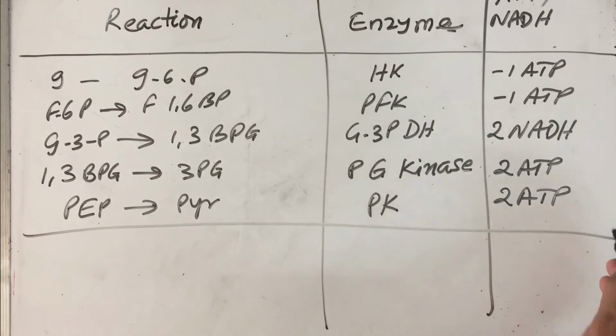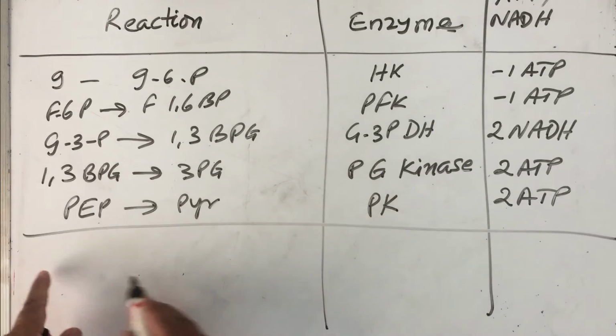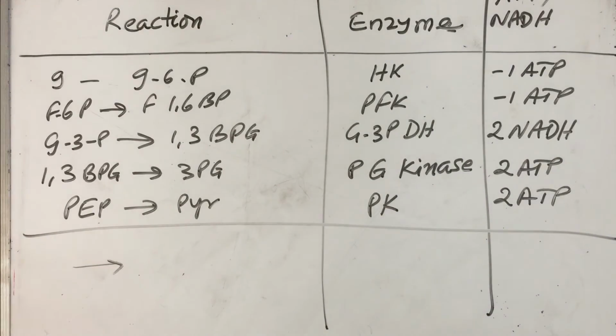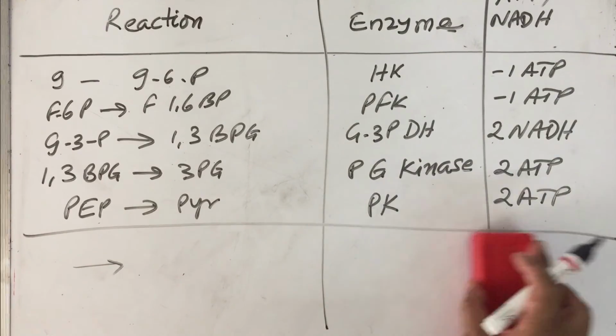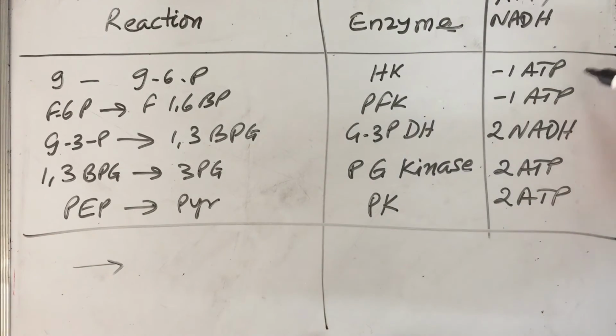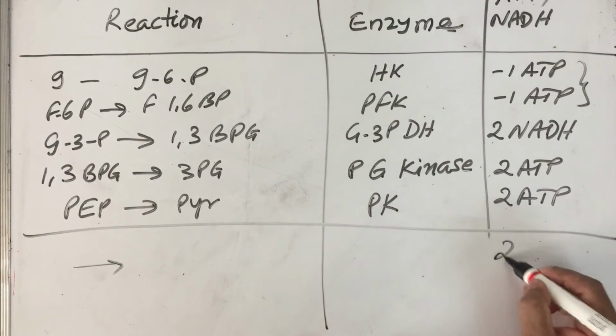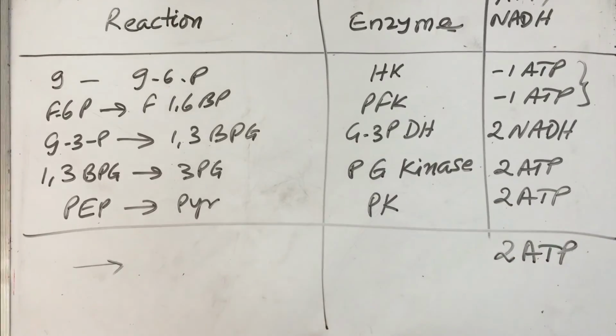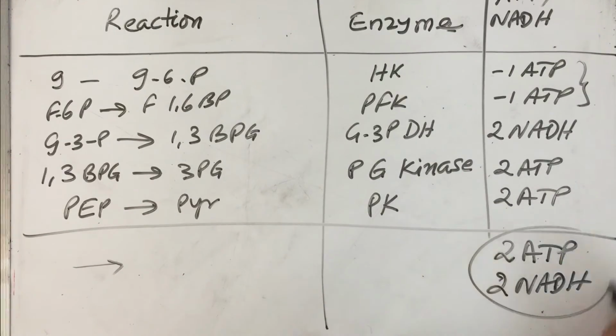So this is the energetics. Now effectively you can write the stoichiometry in this portion, and you will see that two ATPs have been utilized and four ATPs have been produced, so effectively we have a net gain of two ATP and two NADH. So this is the net gain of glycolysis.